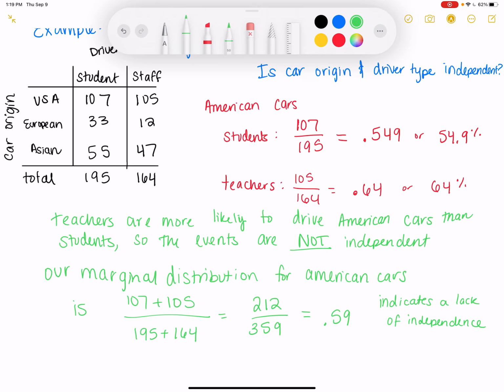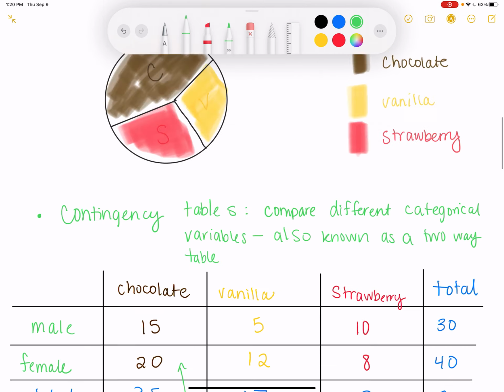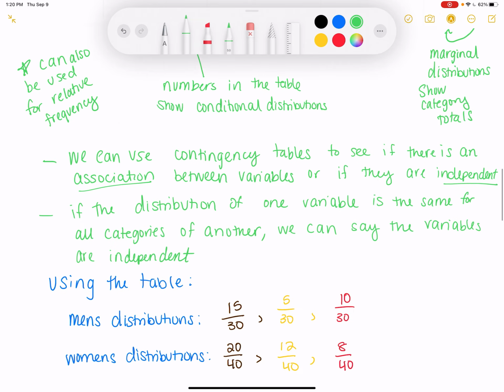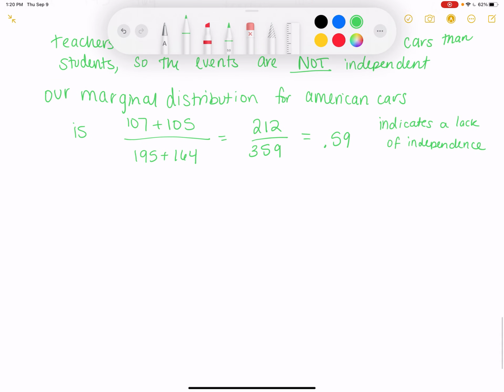The official definition for marginal distribution, because I gave you kind of a rough definition up here. I just kind of said it shows category totals. There's a little bit of a better, more specific definition, I guess you could say.